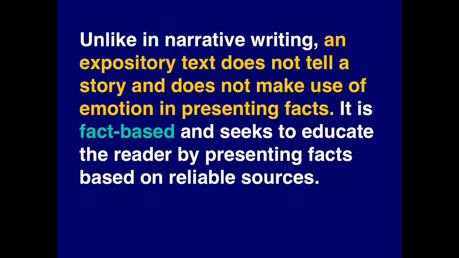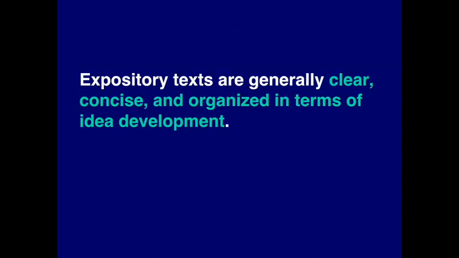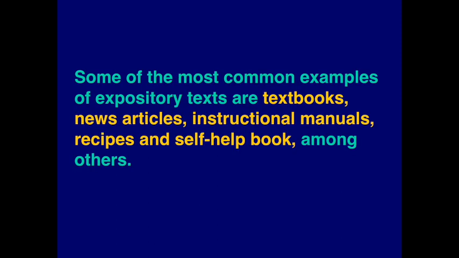Unlike in narrative writing, an expository text does not tell a story and does not make use of emotion in presenting facts. It is fact-based and seeks to educate the reader by presenting facts based on reliable sources. Expository texts are generally clear, concise, and organized in terms of idea development. Some of the most common examples of expository texts are textbooks, news articles, instructional manuals, recipes, and self-help books, among others.